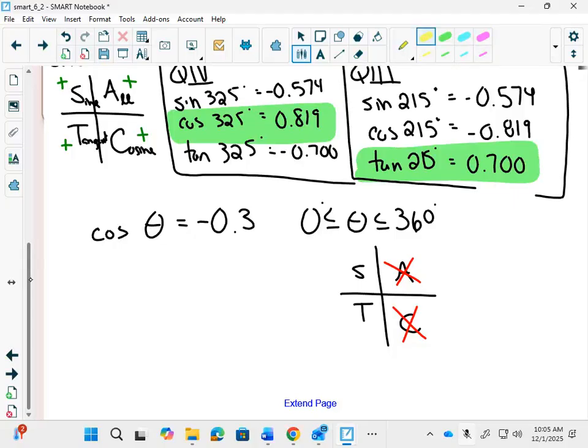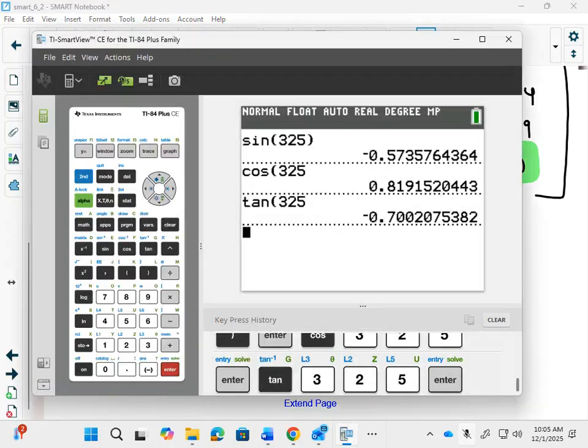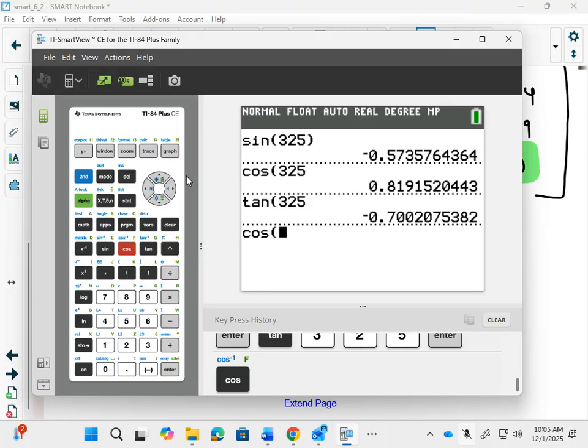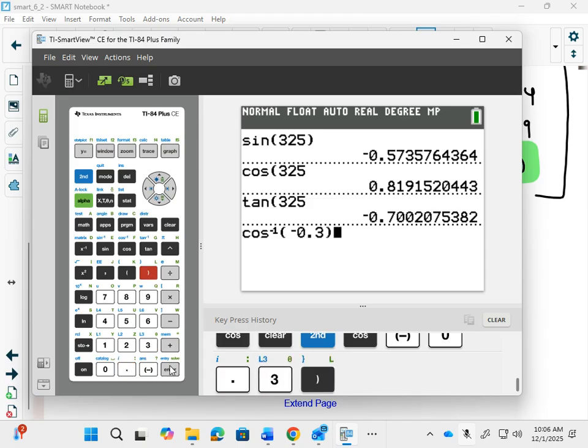But when I go to my calculator, I run into an issue. If you want to find an angle, you do cos inverse. And if I do cos inverse of negative 0.3, it tells me an answer, 107 degrees.